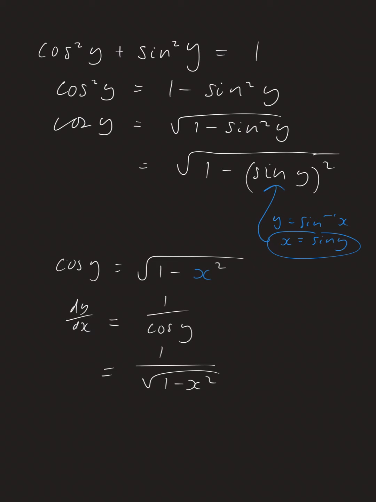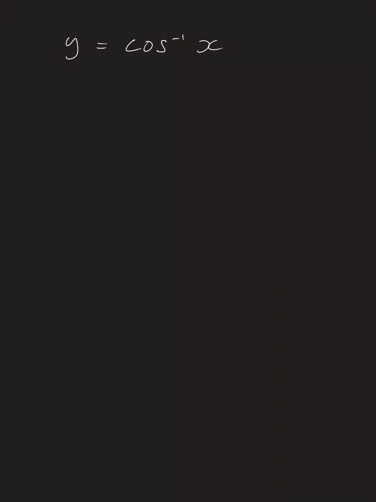So now let's look at how you do the same thing for cosine and tan. So here we have y is inverse cosine of x. So having seen the last one, try this one. Pause the video now and try this one yourself before I go through it. Okay, so same as before, cosine of y is equal to x. That's just the definition of the inverse cosine.